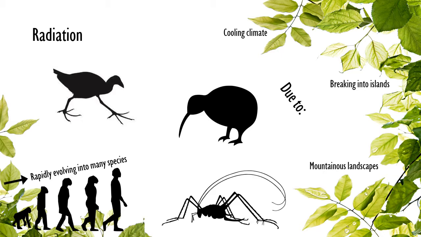Once Gondwana had split, many plant and animal groups radiated. Radiation is when a species rapidly evolves into many species, each adapted to different habitats or conditions. This radiation was caused by three factors: New Zealand breaking into islands, the cooling climate, and the increasingly mountainous landscapes.